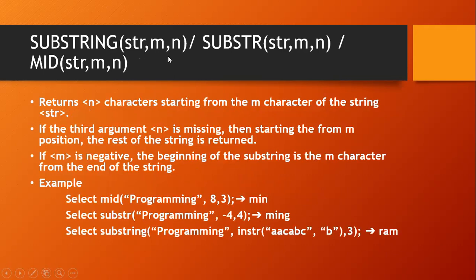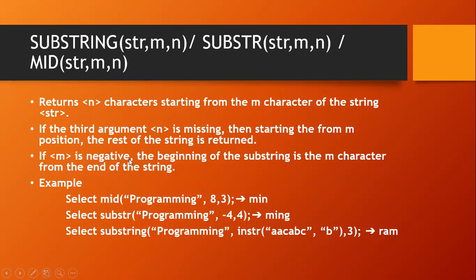Next function is substring. We can have alternate names substr or mid. All these three functions indicate the same operation, that is substring. What does it do? It returns n characters starting from the m-th character of the string str. If the third argument n is missing, then starting from m, the rest of the string is returned. All the characters from m will be returned.